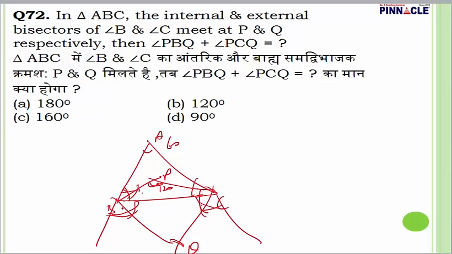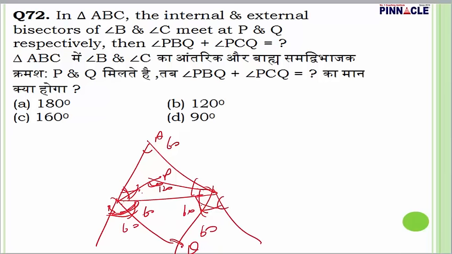PBQ. Sorry, this would be equal to 120 if this is 60. And this is 60 and this is 60. Similarly, this is 60 and this is 60. We have to find the value of BPQ.